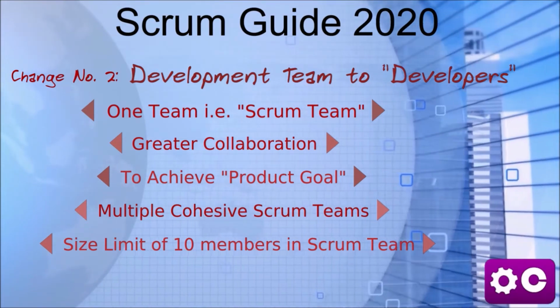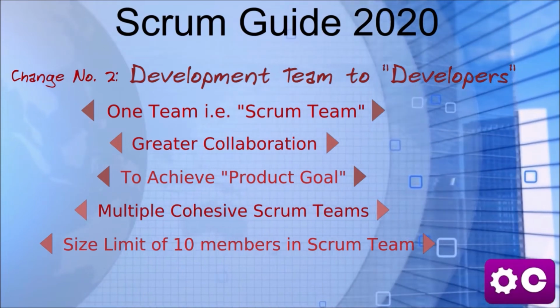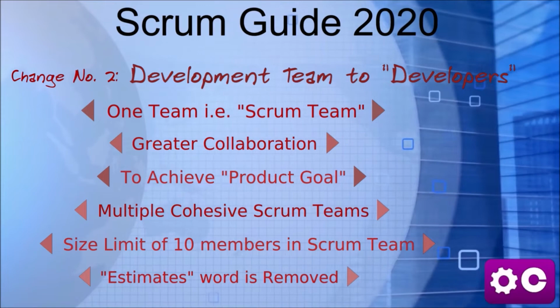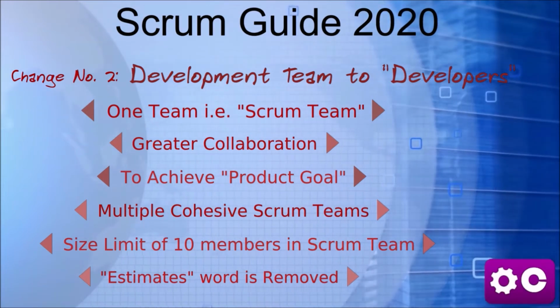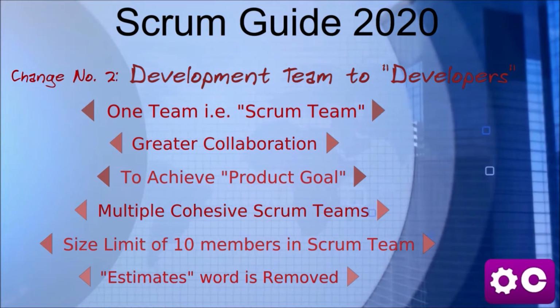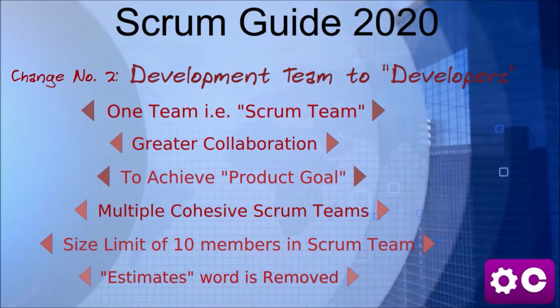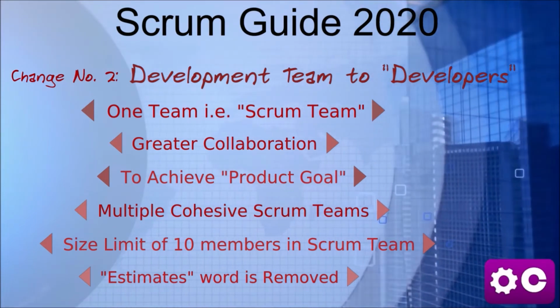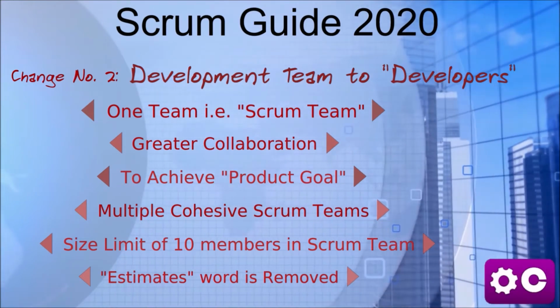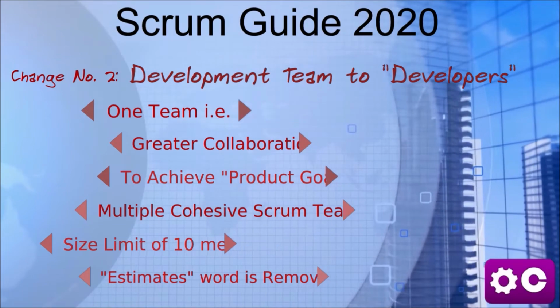The word estimates has also been completely removed from Scrum Guide 2020, and instead the word sizing is used. The developers are responsible for the sizing practice. Other attributes which were mandatory earlier can now be chosen on the basis of the domain in which the Scrum team is working.